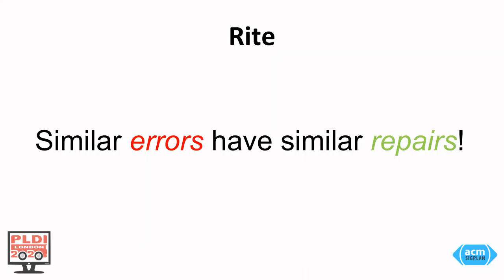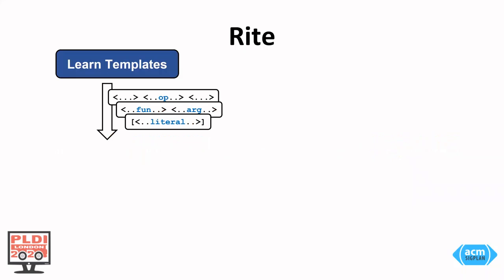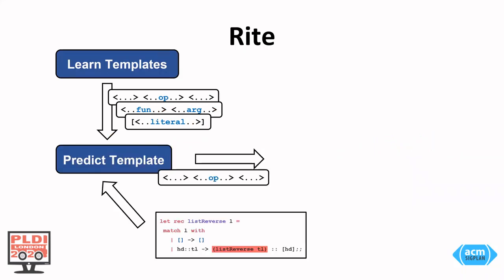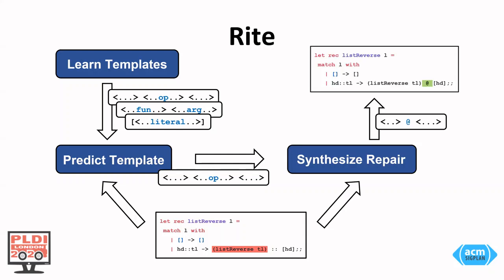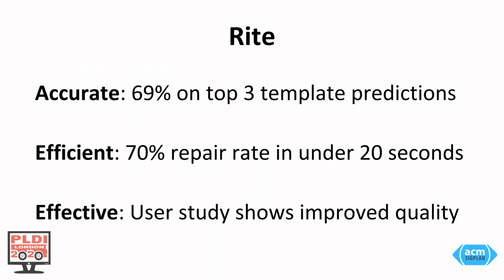We apply this idea in 3 steps. First, Write learns a set of repair templates from a training dataset. Second, when given a new error, Write predicts applicable templates. Finally, Write uses its predicted template to synthesize a program-specific repair. Write ranks those candidate repairs and suggests the most appropriate as feedback.